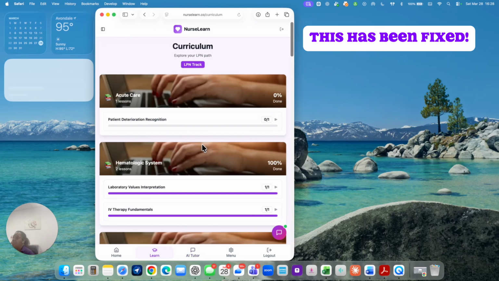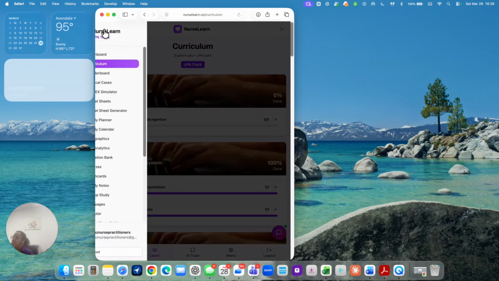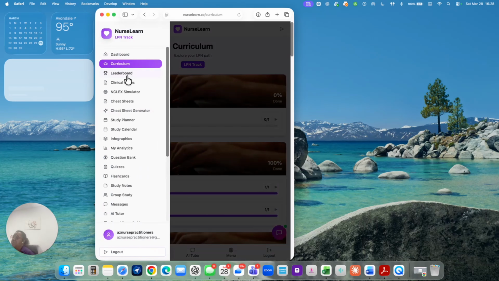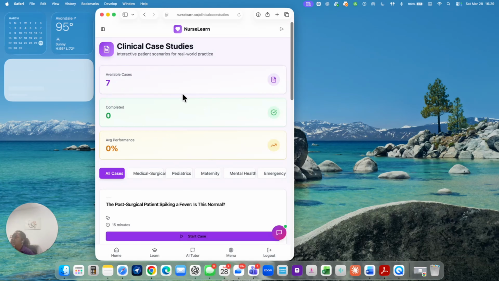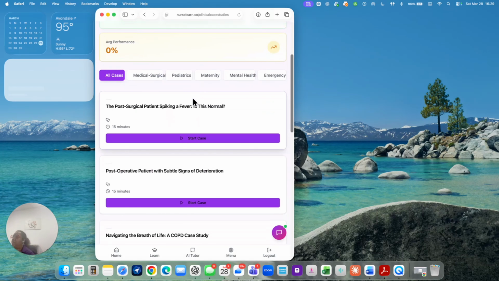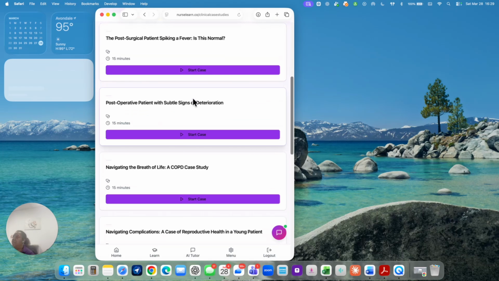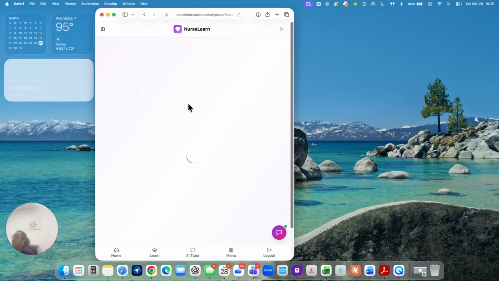All right, I guess we'll go back here to the curriculum, or I can bring this out. I don't think you can do this on mobile, but I think it's because I'm on my computer. So let's see, clinical cases. Right now for the LPN, I've got about 7 cases in here. You basically start the case. It'll take you a good 15, 20 minutes to go through the case. I really think that is helpful to get you in the habit of actually taking care of a person.